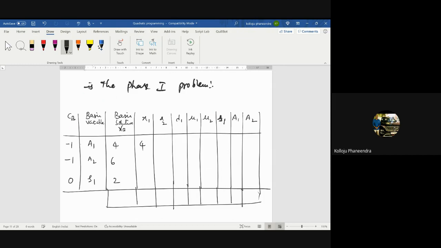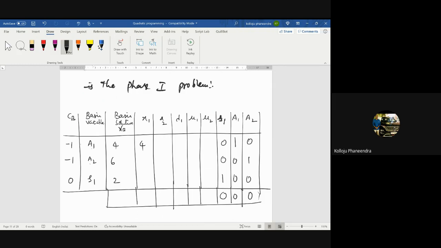Now, whenever a1 is the first basic variable, it possesses the column 1 0 0 and net evaluation. These are called net evaluations 0. a2 is the second basic variable having second identity column 0 1 0. S1 is the third basic variable having the third identity column 0 0 1.